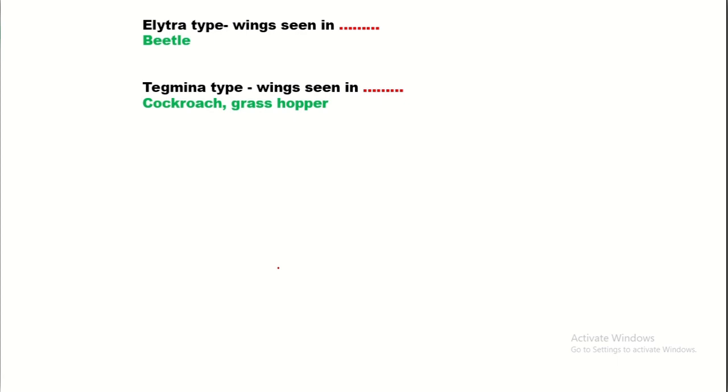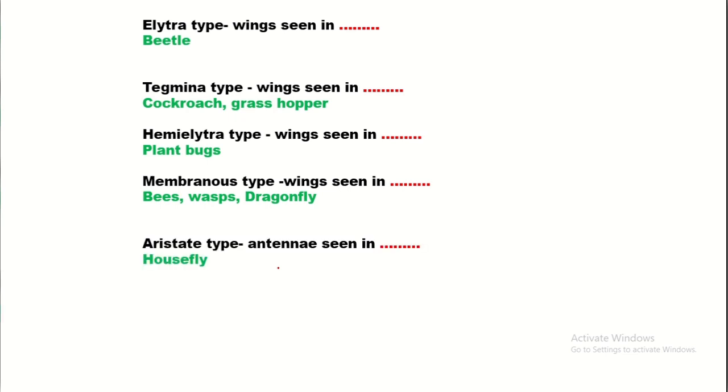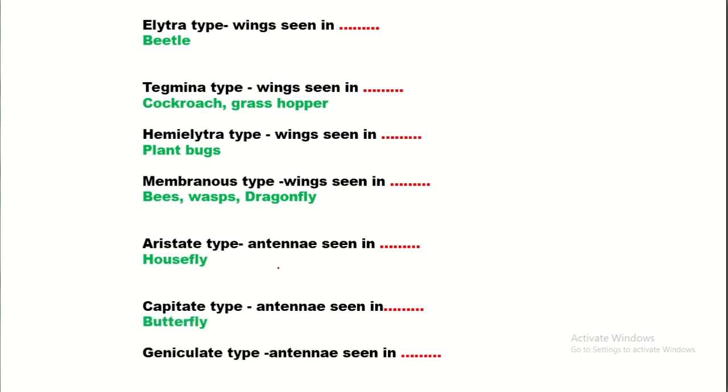Elytra type wings seen in beetles. Tegmina type wings seen in cockroach, grasshopper. Hemielytra type wings seen in plant bugs. Membranous type wings seen in bees, wasps and dragonflies. Aristate type of antenna seen in housefly. Capitate type of antenna seen in butterfly. Geniculate type antenna seen in ants, honeybees.